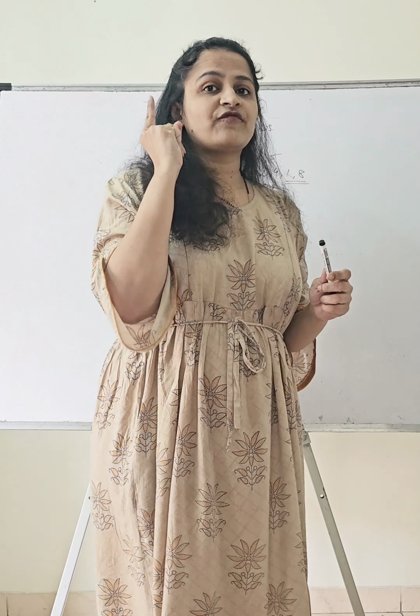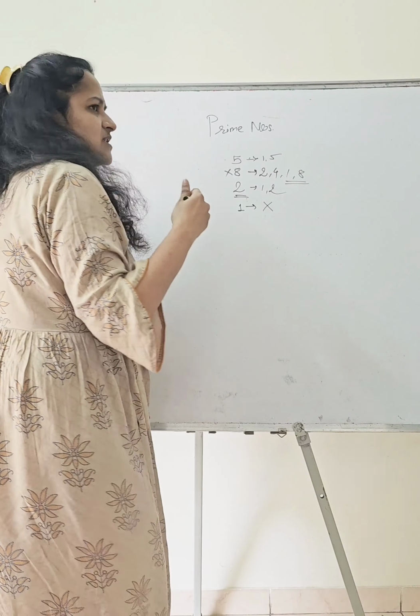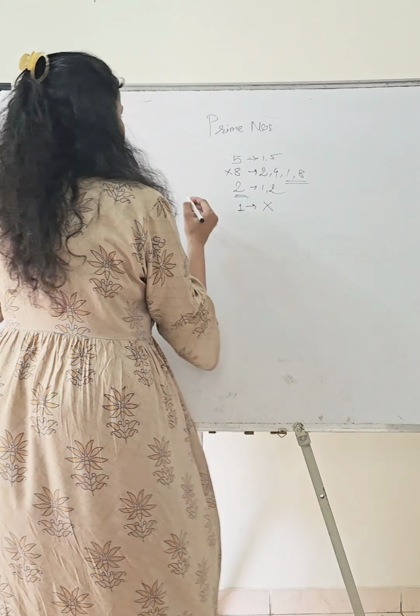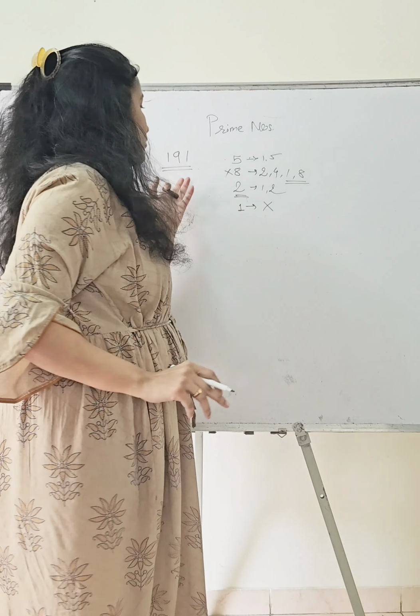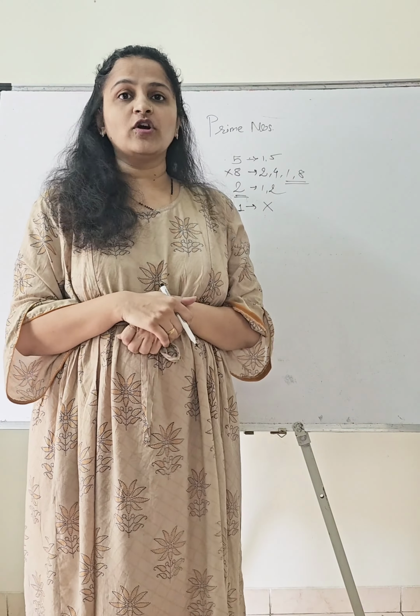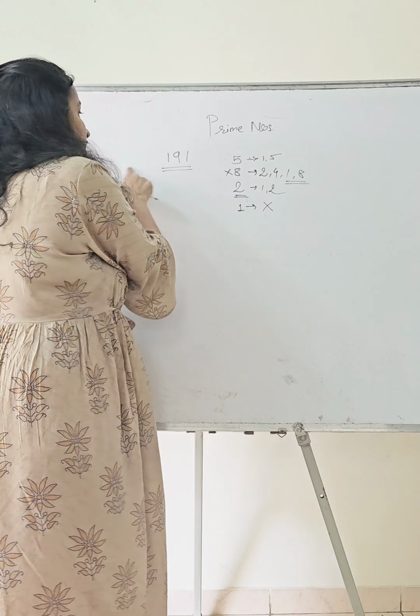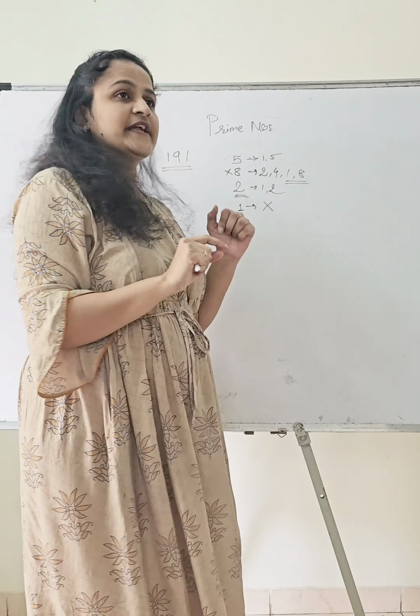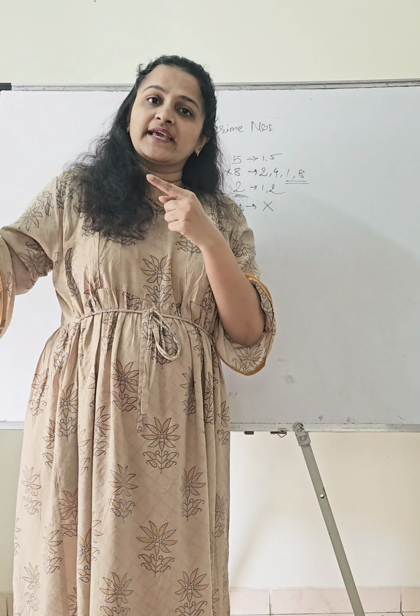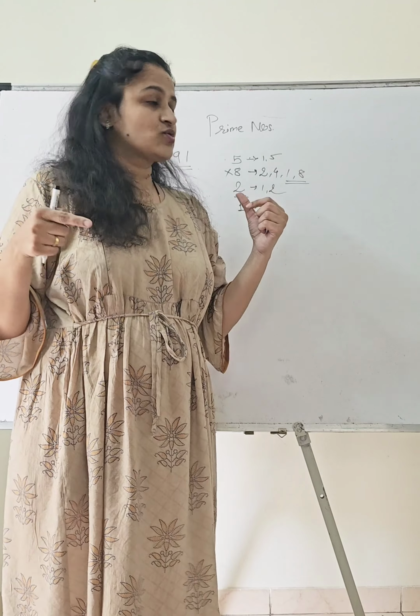I'm going to tell you one trick to find out if a number is prime or not. Say there is a huge number, for example 191. Now if you have to find out if this number is prime or not, it is so difficult, right? You have to check every number starting from 2 till 191 to see if 191 is divisible by it or not. So that is not the way to do it.